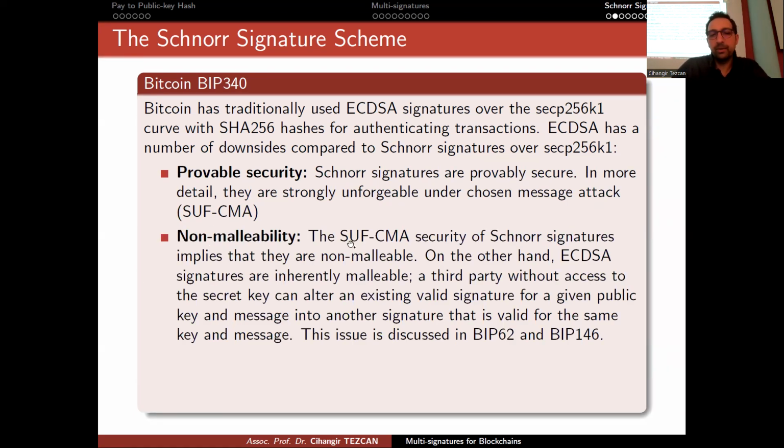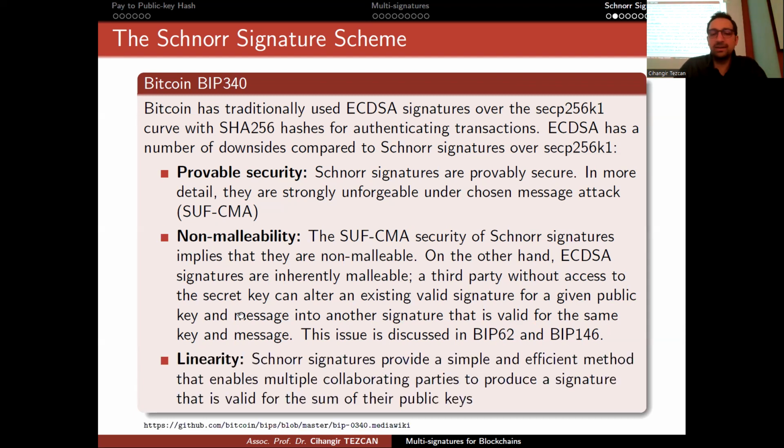They are also non-malleable. This security of Schnorr signatures implies that they are non-malleable. What we mean by that is explained for the elliptic curve digital signature algorithm as follows. ECDSA signatures are inherently malleable. A third party without access to the secret key can alter an existing valid signature for a given public key and message into another signature that is valid for the same key and message. So this topic is actually discussed in this Bitcoin improvement proposal. Such an attack is actually never used and doesn't cause much of a problem, but still Schnorr signatures are non-malleable. This is a property test.